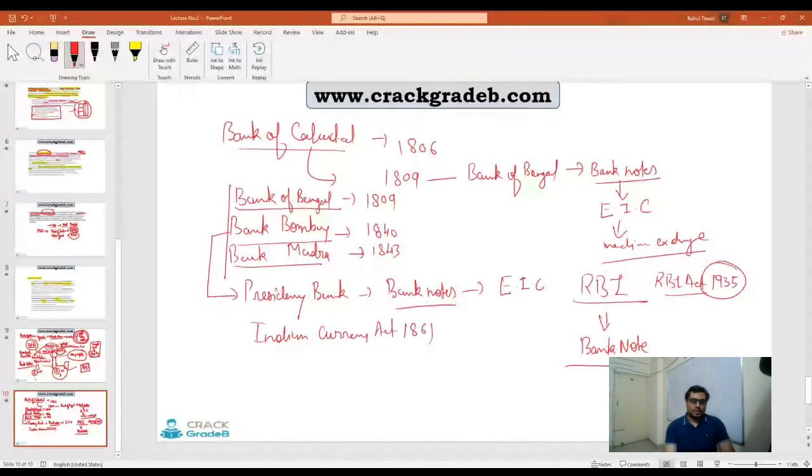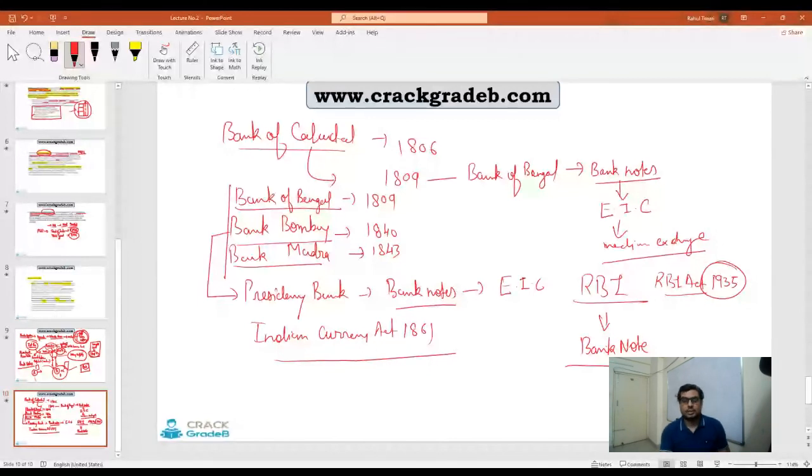So the point is, under the Indian Currency Act, the British India government took this power to issue currency notes on its own. Then what happened? Why did the British government of India give this power to the Reserve Bank of India in 1935, right? What happened in between? Why did these things happen in 1935?